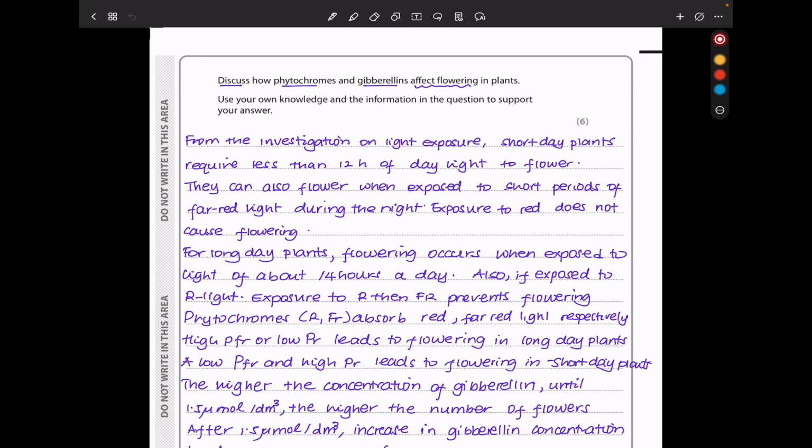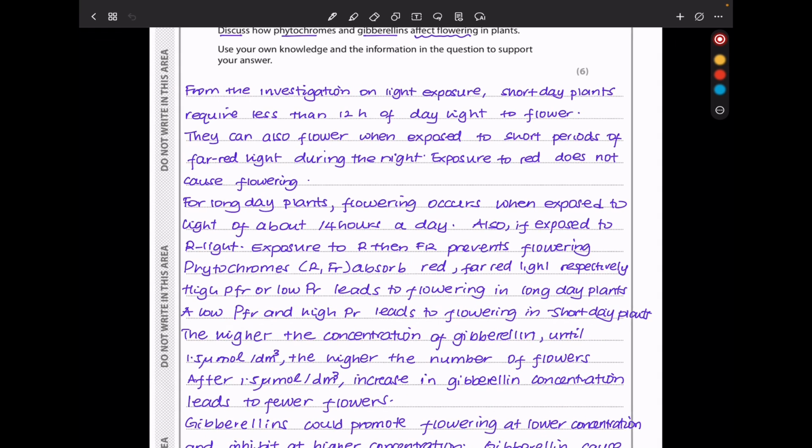Exposure to red light does not cause flowering, meaning if red light was the last light they were exposed to, they will not flower. For long-day plants, flowering occurs when exposed to light of about 14 hours a day. Also, if exposed to red light, then far red prevents flowering. Phytochrome red and phytochrome far red absorb red light and far red light respectively.